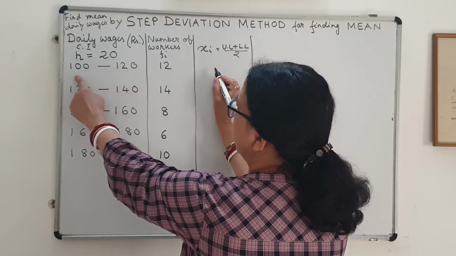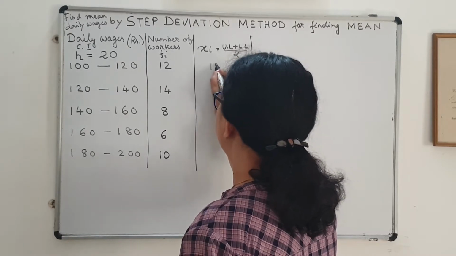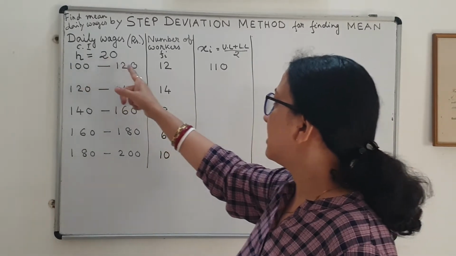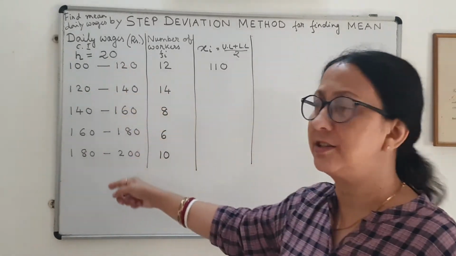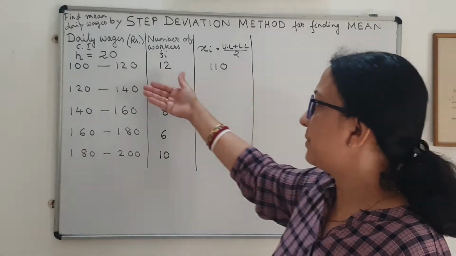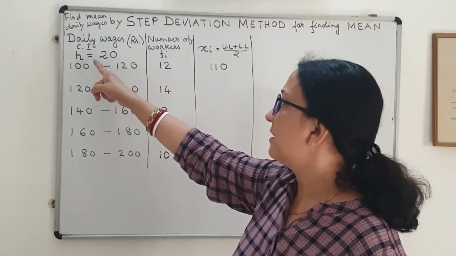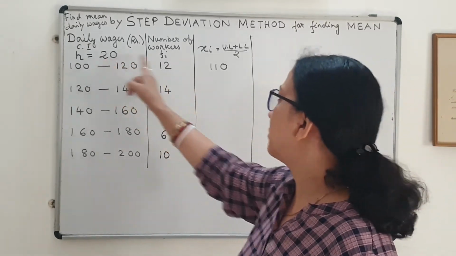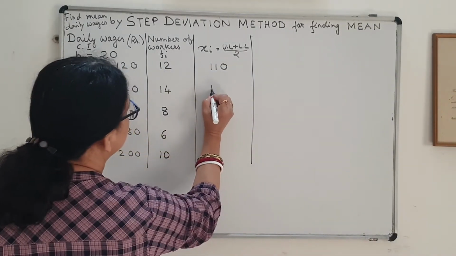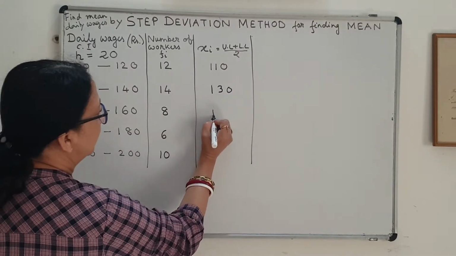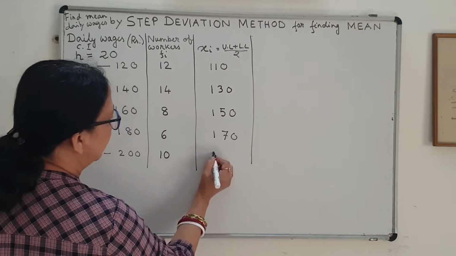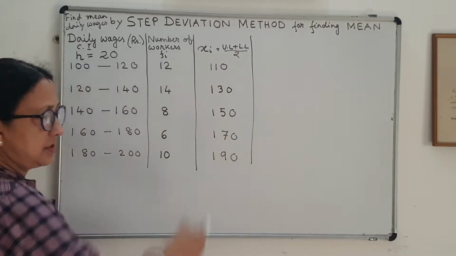So let me find out the column for class mark. 120 plus 100 by 2 is 110. And as I've told you, when the class size is constant, we don't have to calculate for all the classes. Once we have found the class mark for the first class, we can get the class marks for the succeeding classes simply by adding the class size 20. So 110 plus 20 is 130, then 130 plus 20, 150, 150 plus 20, 170, and 170 plus 20, 190. So this column is done.